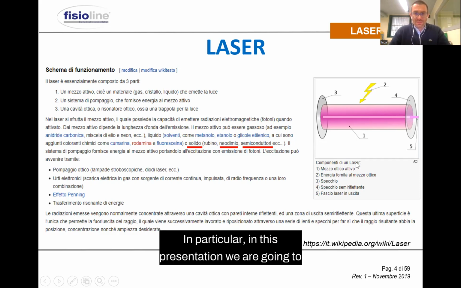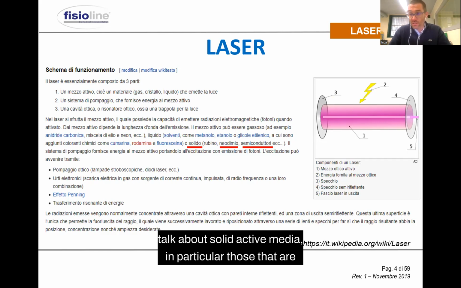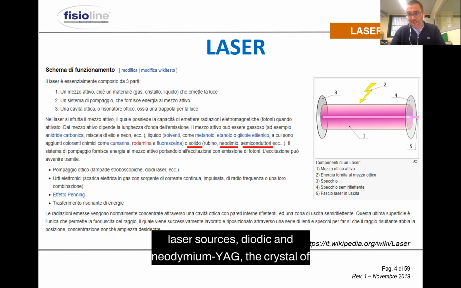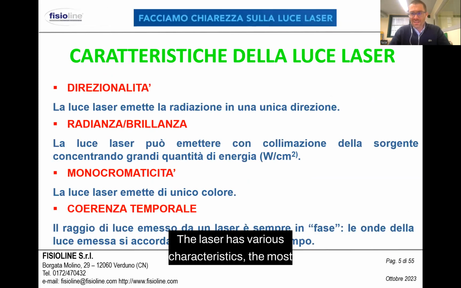In particular, in this presentation we are going to talk about solid active media, in particular those that are semiconductors, therefore laser diodes, and then also those that are neodymium YAG sources. So two types of solid active media: semiconductor laser sources, diodic, and neodymium YAG, the crystal of neodymium. The laser has various characteristics, the most important are certainly the ones we see now.